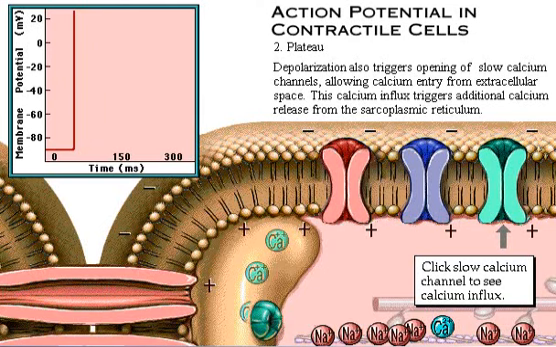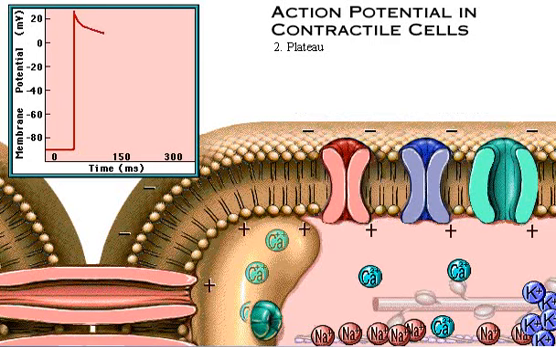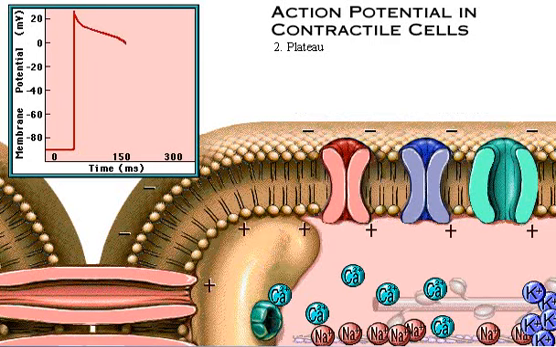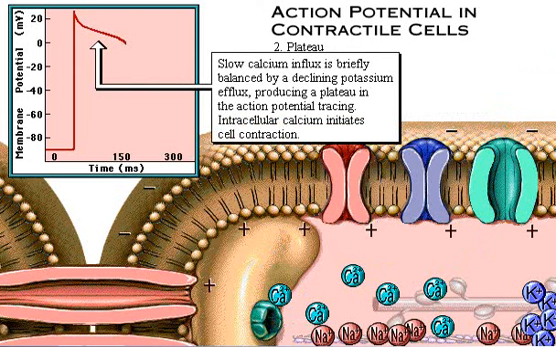Depolarization also triggers the opening of slow calcium channels, allowing calcium to enter the cell from the extracellular space. This calcium influx triggers additional calcium release from the sarcoplasmic reticulum. Click the calcium channel to see the slow calcium influx. The slow calcium influx is briefly balanced by a declining potassium efflux, producing a plateau in the action potential tracing. Although not shown here, the calcium inside the cell initiates cell contraction.